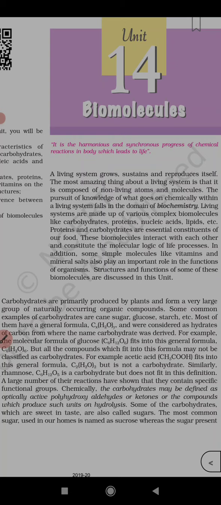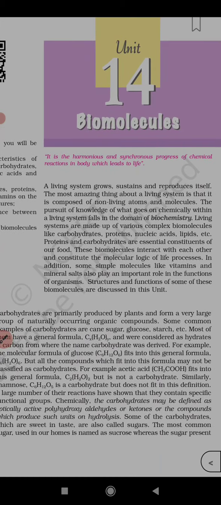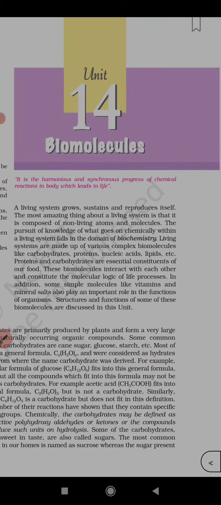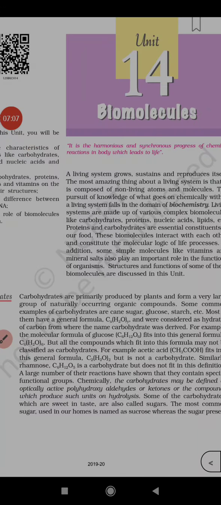Chemically, carbohydrates may be defined as optically active polyhydroxyaldehydes or ketones, or the compounds which produce such units on hydrolysis.